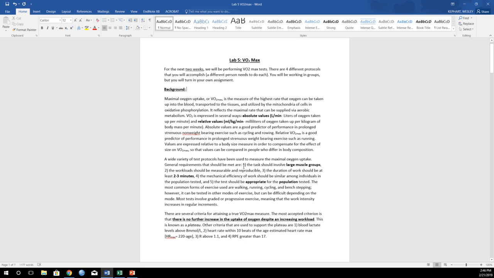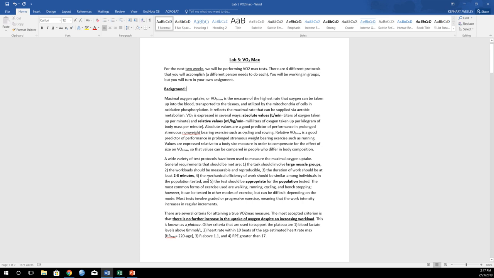Now, there's a few things that a VO2 max test needs to do. It needs to utilize large muscle groups. You need to measure the workloads, and it needs to be reproducible. And the duration needs to be 2 to 3 minutes for each stage of the test, which will increase the intensity every stage. The reason for that is it typically takes 2 to 3 minutes for the aerobic system to kind of kick into gear to start producing the majority of the energy.